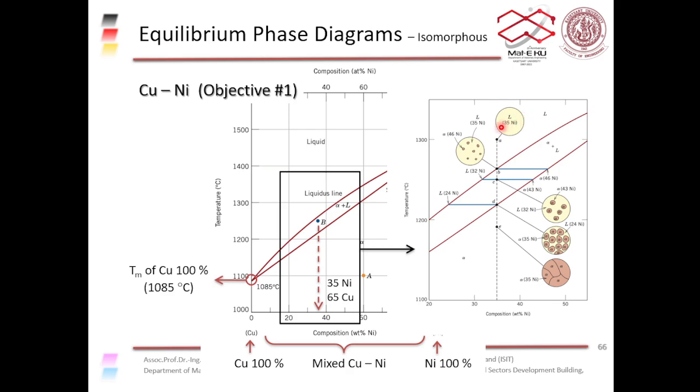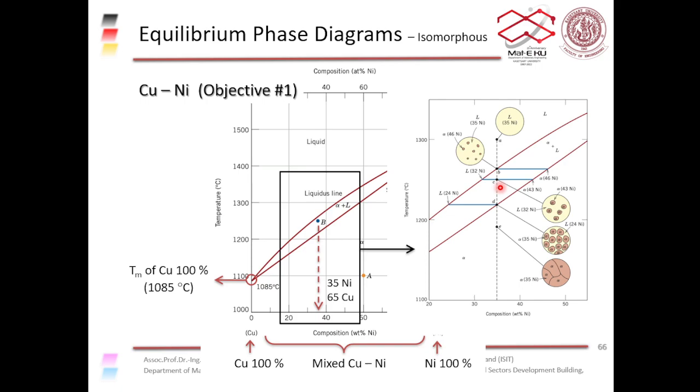And as you cool down until it reaches the liquidus line, from point A to point B here, when the temperature reaches the liquidus line or just a little bit lower than the liquidus line, you start to get nuclei of the alpha phase forming. You see nucleus forming. You get nucleation.